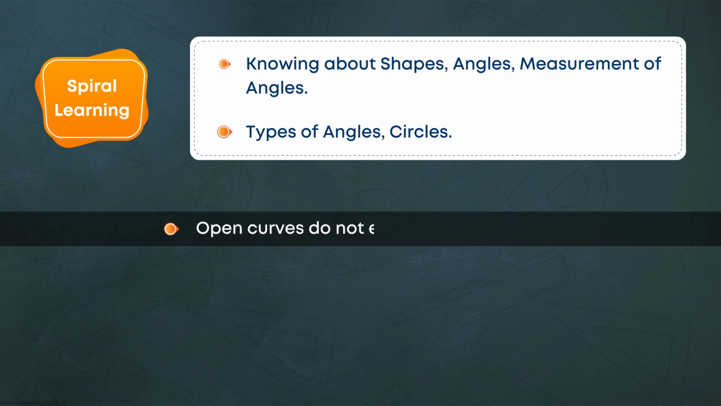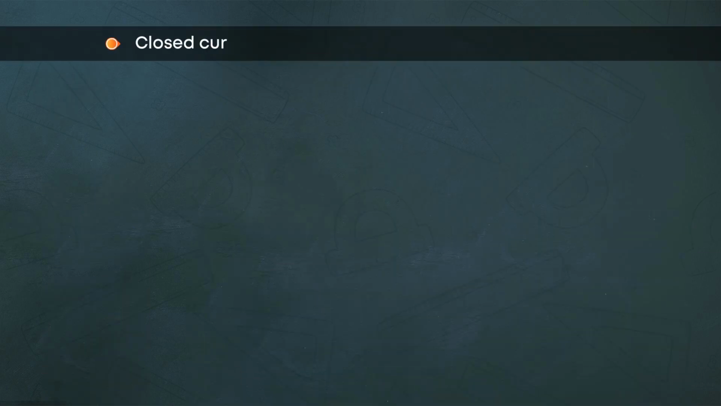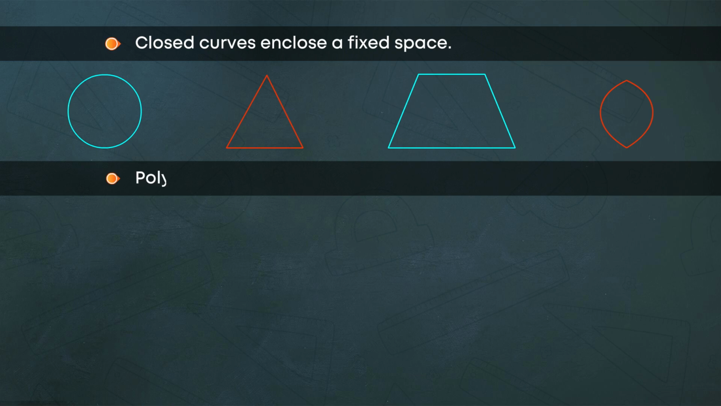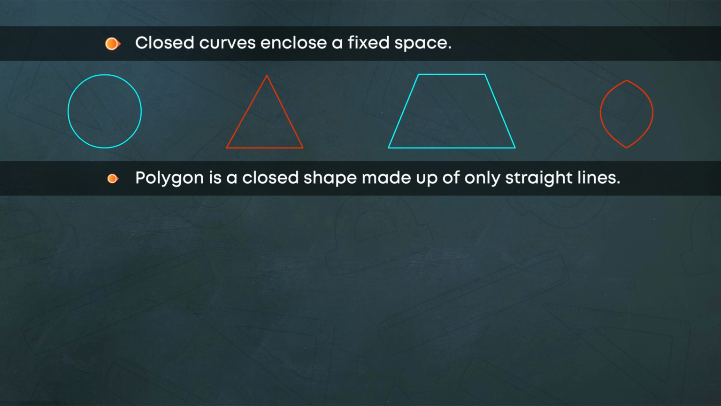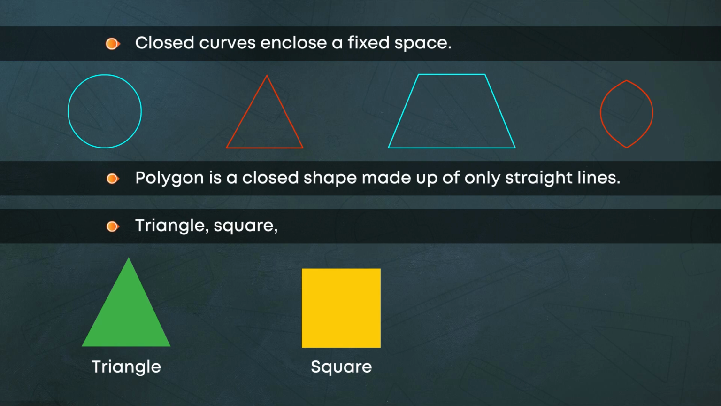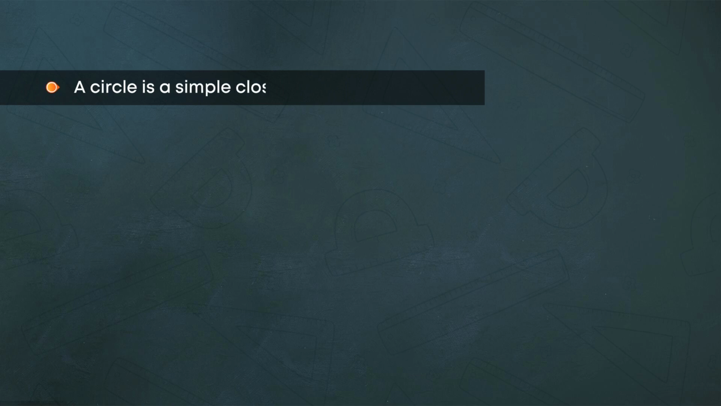Open curves do not enclose a fixed space. Closed curves enclose a fixed space. A polygon is a closed shape made up of only straight lines. Triangle, square, rectangle, etc. are polygons. A circle is a simple closed curve.